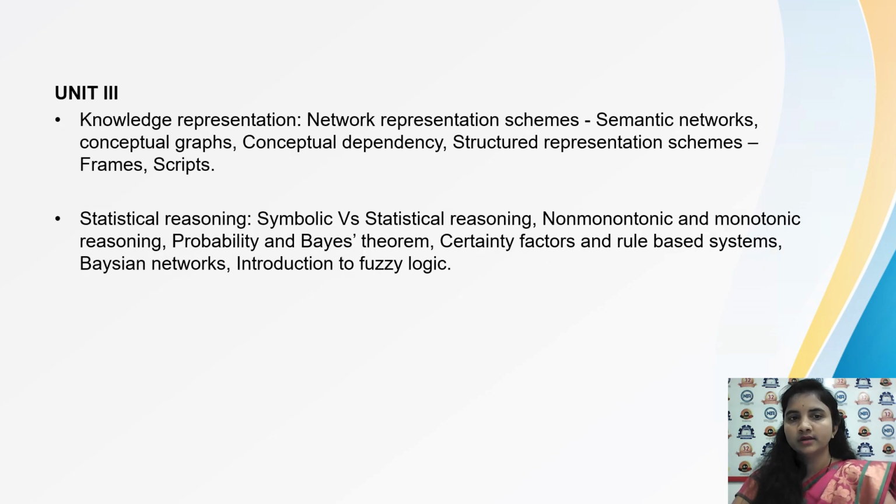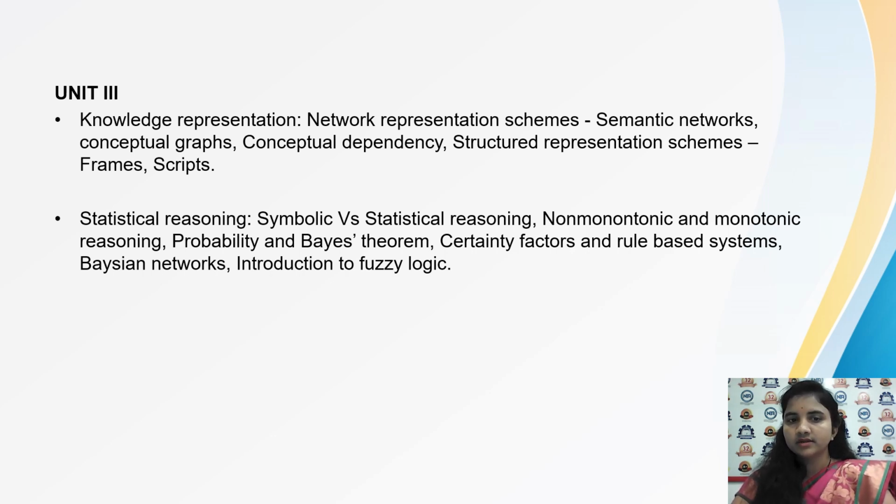Next is unit three. Unit three contains knowledge representation, in which network representation schemes, semantic network, conceptual graph, conceptual dependency, structured representation schemes, frames and script. Here knowledge representation means how the AI system contains the knowledge in its knowledge base. The knowledge base includes semantic networks, conceptual graphs, conceptual dependencies, and structured representation schemes, through which the AI system can gain and retrieve data.